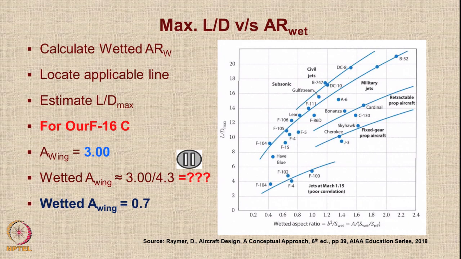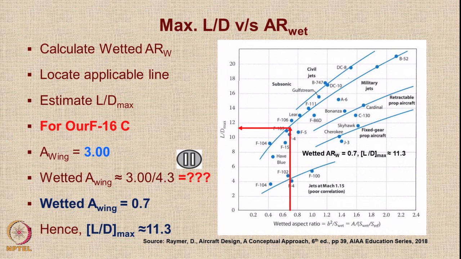So, if the wetted aspect ratio of the wing is 0.7, that will be somewhere here. You start somewhere here and go on the line for jet fighters, military jets, and you get the value of L by D max as approximately 11.3. So, since our wetted aspect ratio is 0.7, as per this graph, the value of L by D max is approximately 11.3.